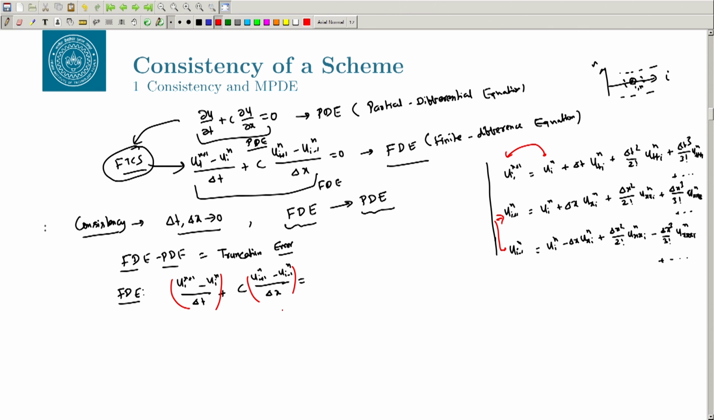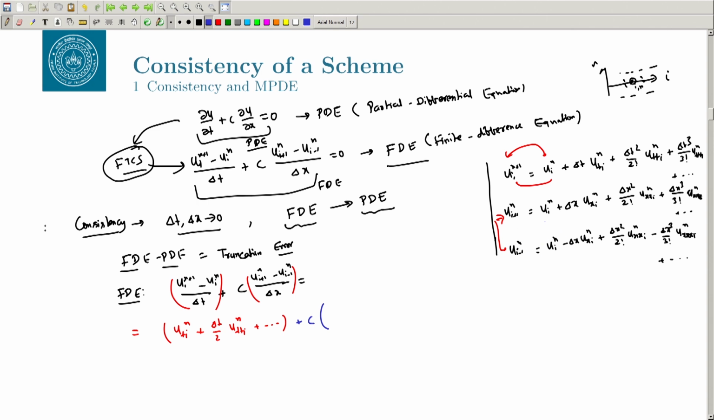I will write the temporal in red and spatial in blue, we write it here. So that will become u_i^{n+1} minus u_i^n, divided by delta t. So I am subtracting this minus this and dividing by delta t. That will become u_t at i, n, plus delta t by 2 factorial, u_tt at i, n, plus higher order terms, I am not writing the other terms. The spatial term will be c times u_{i+1} minus u_{i-1}, divided by delta x.